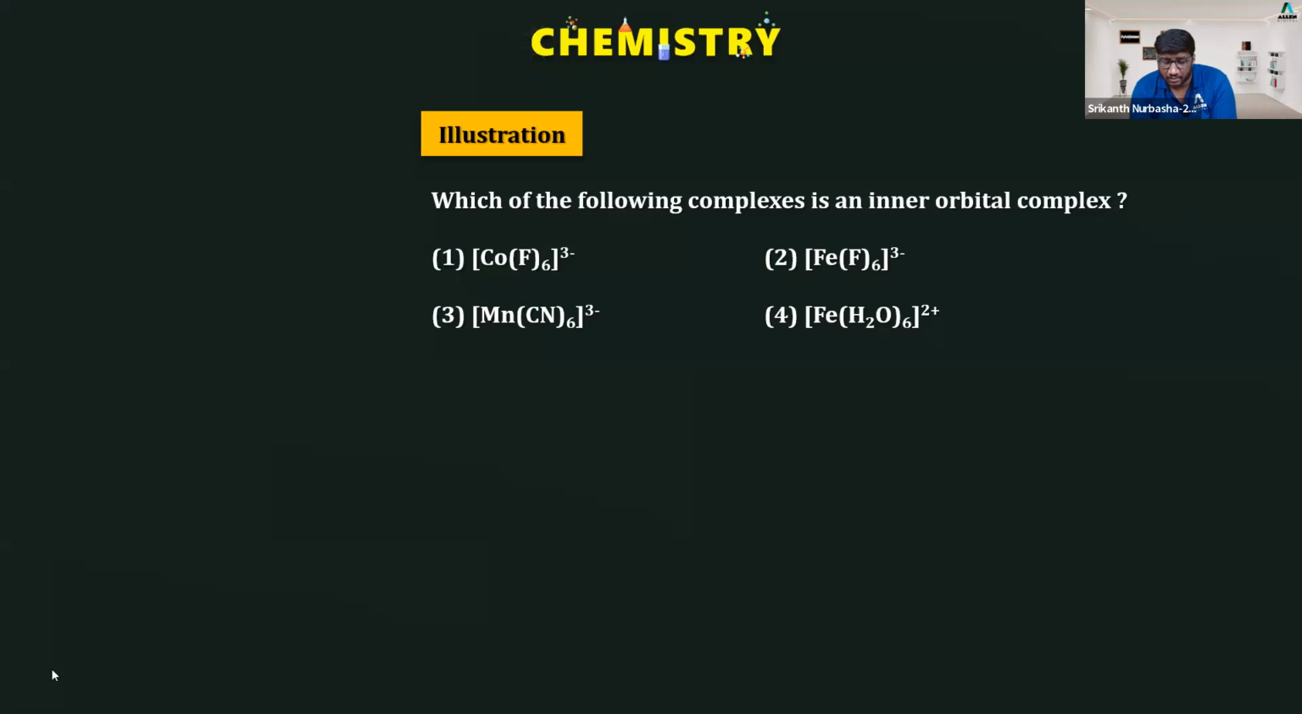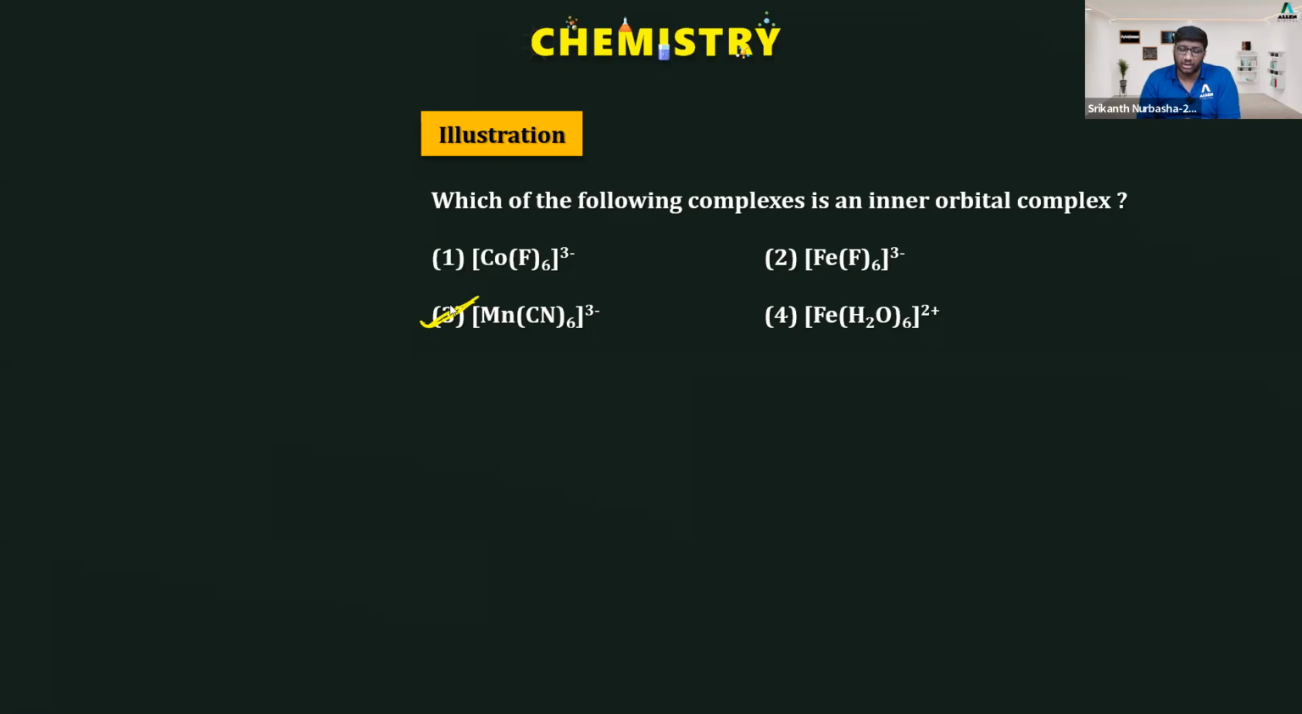Look at the ligands. Fluorine, H2O, cyanide: which is a strong field ligand? Cyanide is a strong field ligand. Fluorine, H2O, all those are weak field ligands. So inner orbital complex means Eg level should be vacant, meaning electrons are not going into Eg. Electrons not going into Eg means what? They are simply pairing up in the t2g.